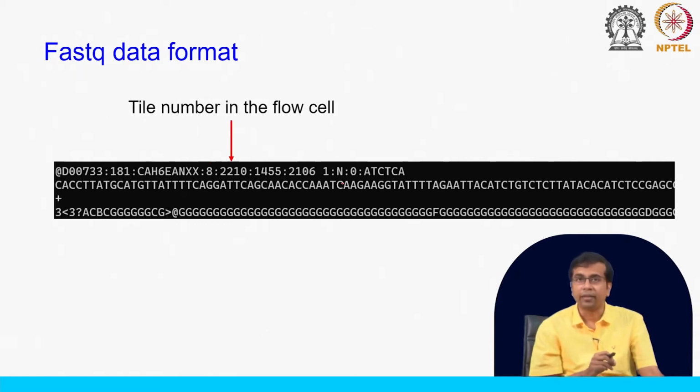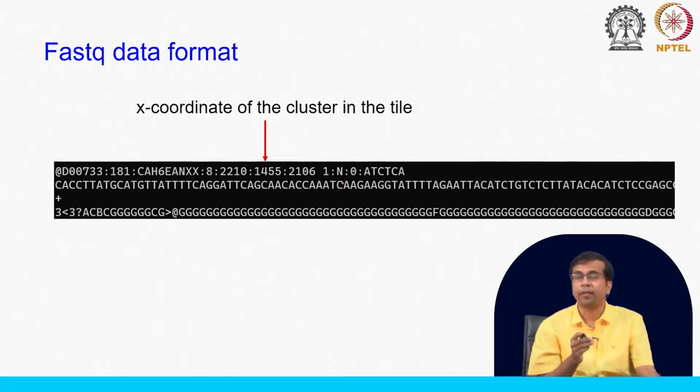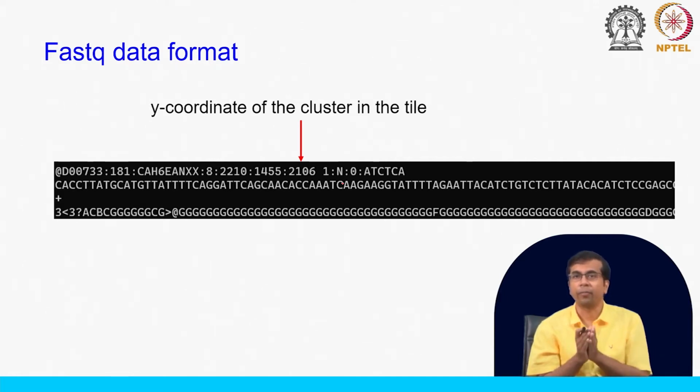The next three fields are actually showing the positions of this read in the flow cell. So, you have the tile number 2210 here, this is the tile number in the flow cell. Then you have the x coordinate of the cluster in the tile, where the cluster is present, and this is the y coordinate of the cluster in the tile. You remember the cluster generation process. So, the x y coordinate gives you the cluster location on the flow cell.